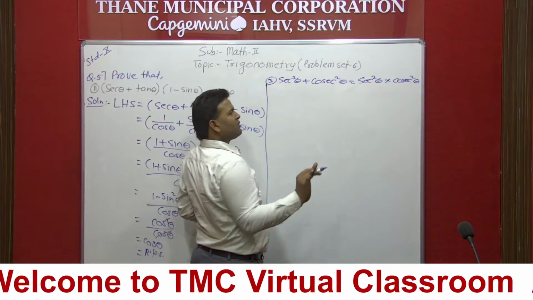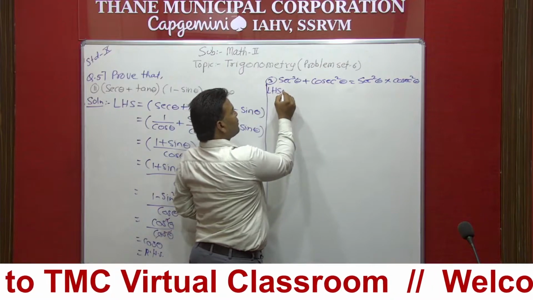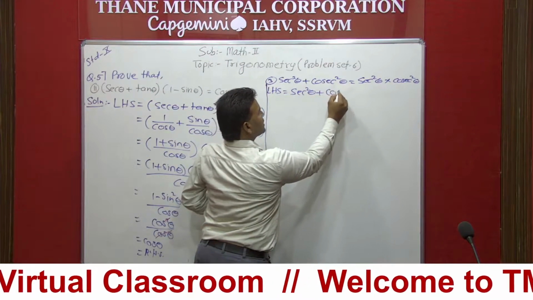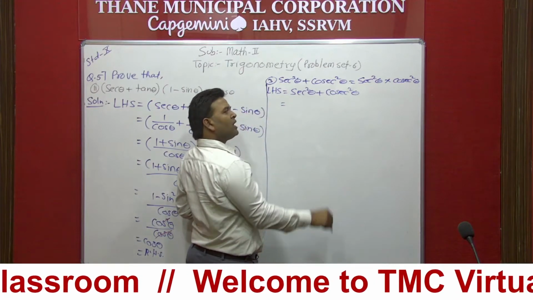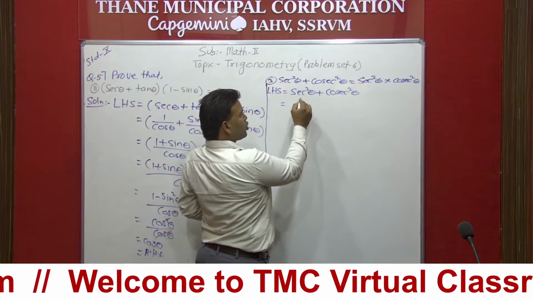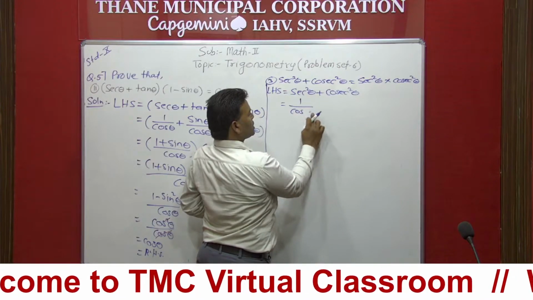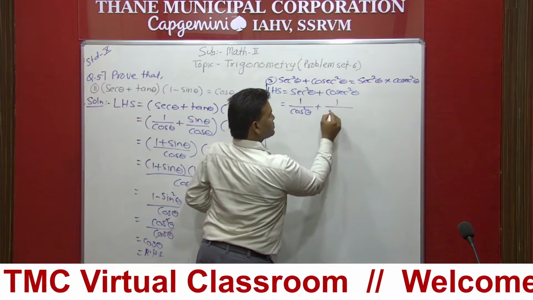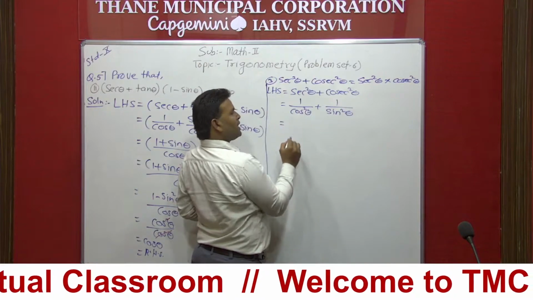Now the process is very simple. Let me start with the question. Left hand side, that is equal to sec square theta plus cosec square theta. Now convert each and every term in terms of sine and cos. So this is going to be 1 upon cos square theta plus 1 upon sine square theta.